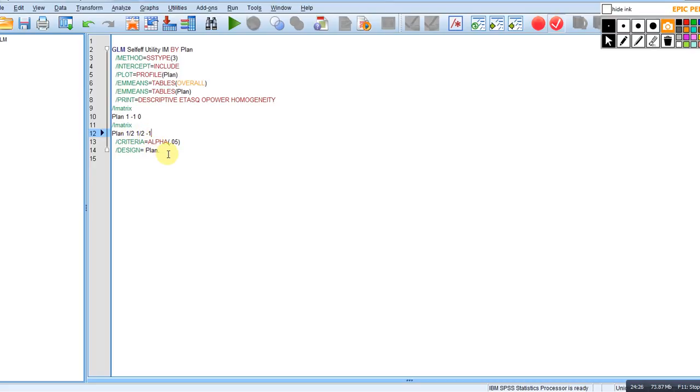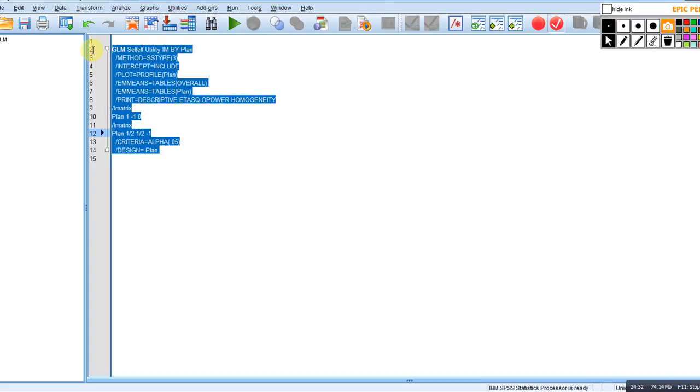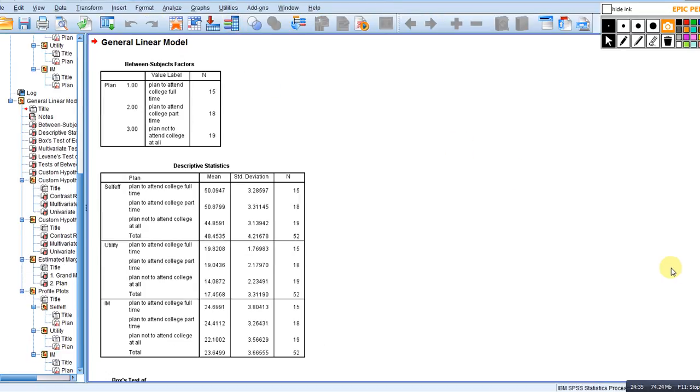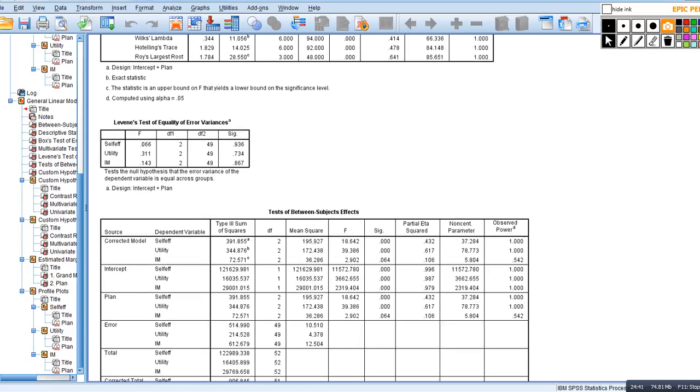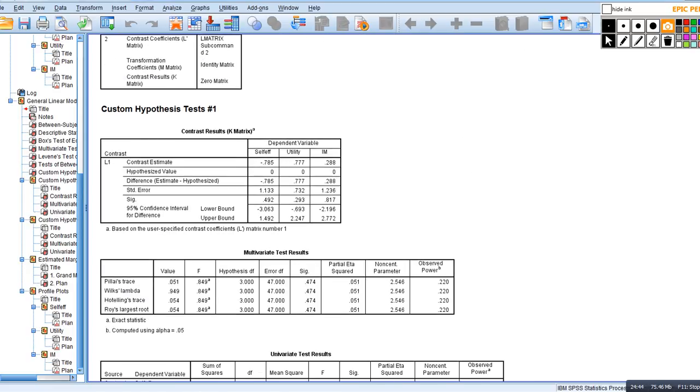If I highlight all this syntax and then click on the green button here, you'll see that you get everything that we had before, and now I have my different plan contrasts. This is just the comparison between group 1 and group 2. Right here you have the mean difference between the groups, and you have the significance levels. These are p-values, and basically these are just t-tests.